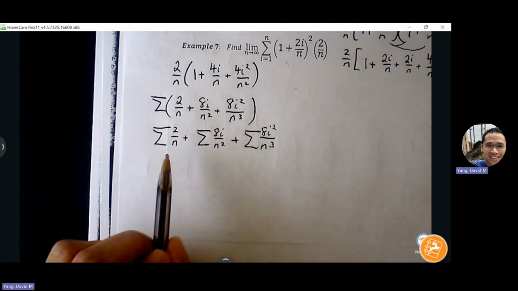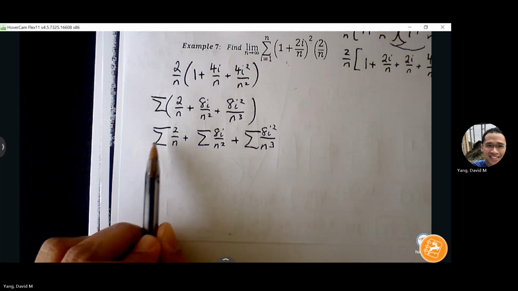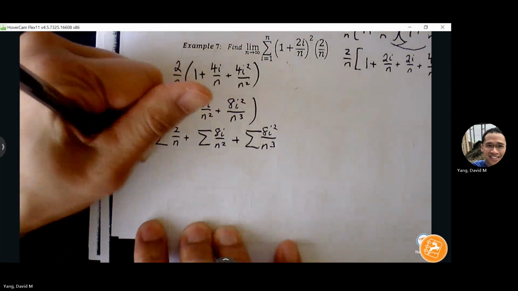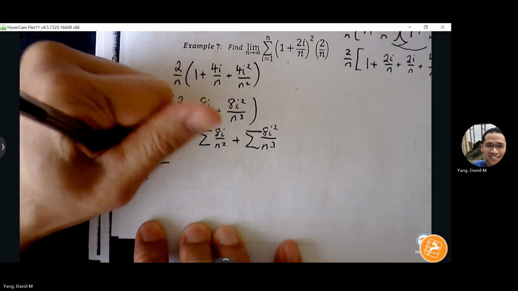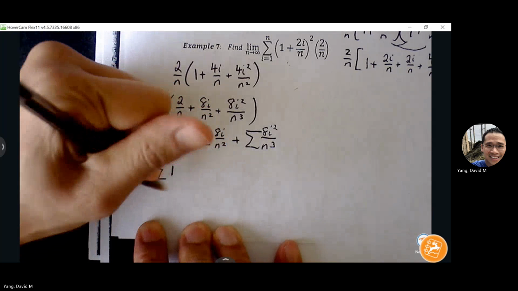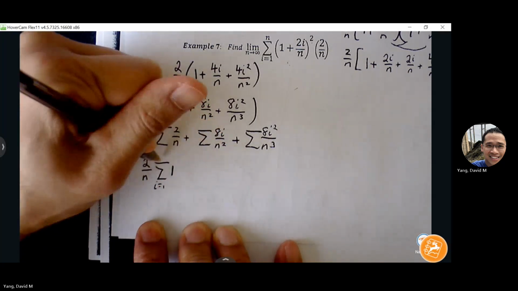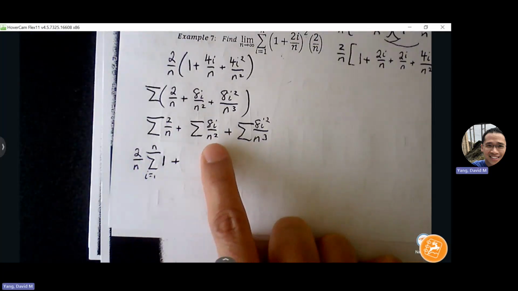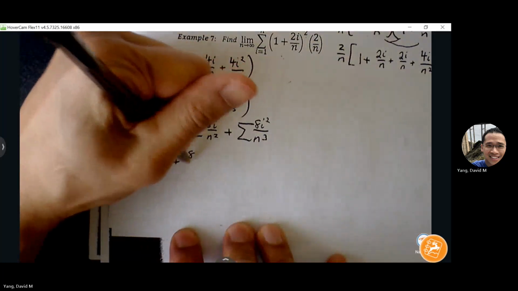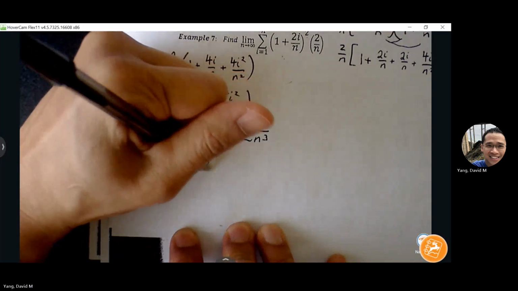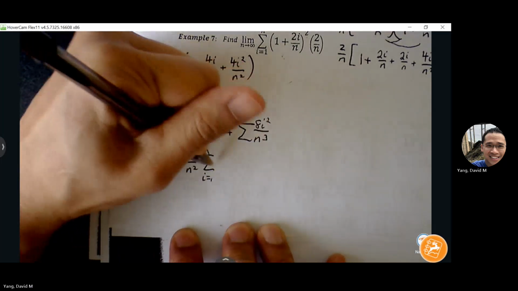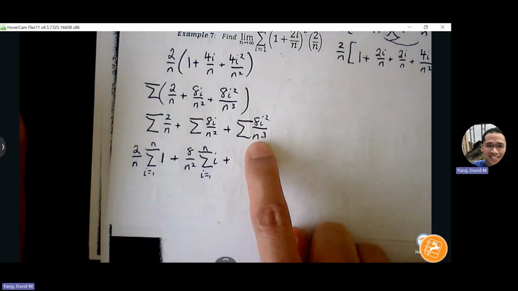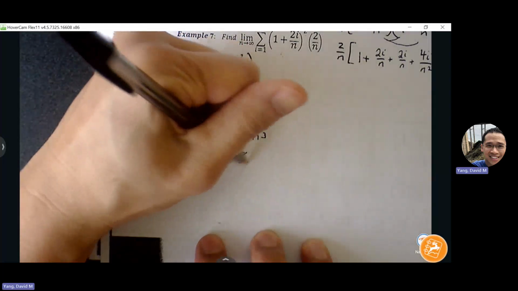Okay, so for my first summation, what can I push out in front? 2 over n, and then what's left over? 1, good. Second term, I can push out the what? And the over n squared. I's left over. Last term, I can push out, yep, 8 over n cubed.